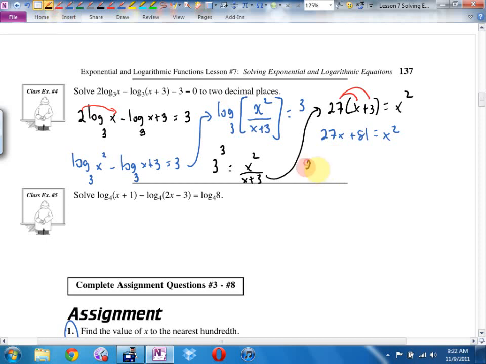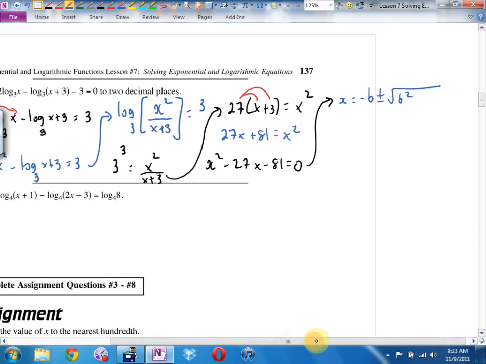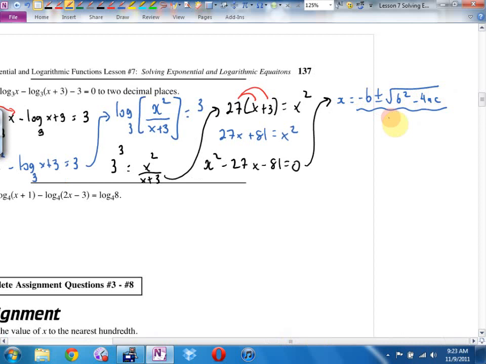Are there numbers that multiply to 81 and add to negative 27? Or multiply to negative 81 and add to negative 27? I'm getting nothing. 9 and 9, no. 3 and 27, no. 1 and 81, no. I think that's it. So how can I solve that? How can I find those roots? Quadratic equation. X equals negative b plus or minus the square root of b squared minus 4ac all over 2a. Remember that, bad boy?